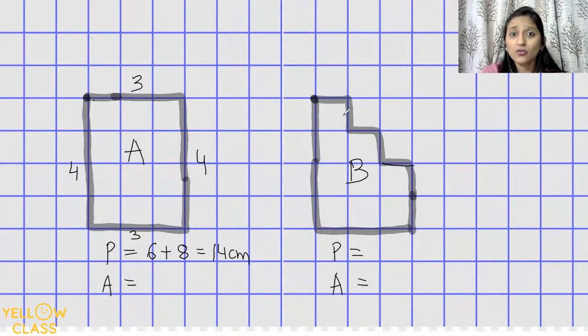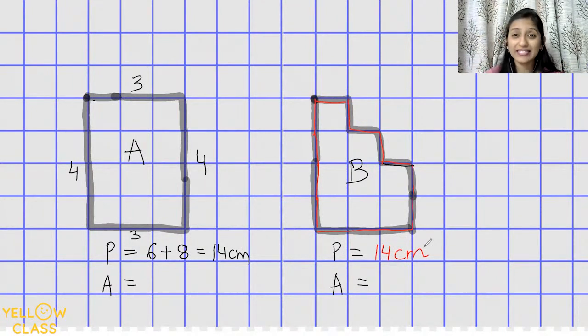So for this, let's go along the path. 1, 2, 3, 4, 5, 6, 7, 8, 9, 10, 11, 12, 13, 14. So we got this as 14. Same. So it was neither more nor less.